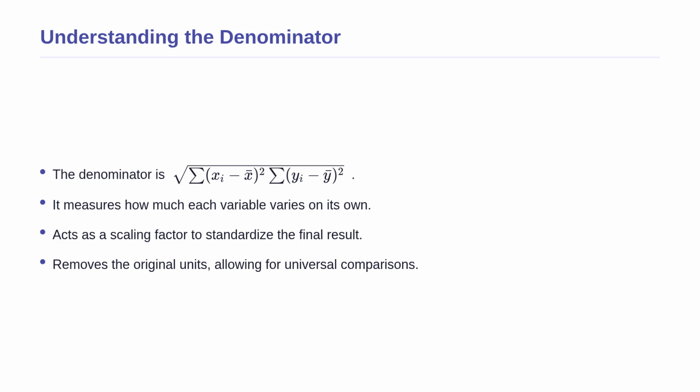Without this denominator, our result would depend heavily on the specific units we used, like milligrams or hours, making it impossible to compare different studies. Dividing by this spread leaves us with a pure, unitless number that represents only the relationship strength.